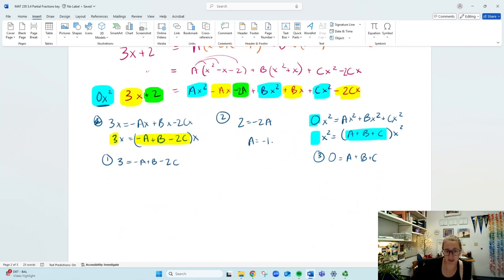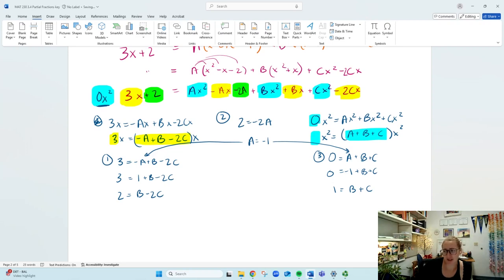So I'm going to solve for those b and c values by plugging in a over here and plugging in a over here. I'll have 3 is equal to negative times negative is +1 plus b minus 2c. And if I solve that out by subtracting 1, I will get this type of an equation. Now I'm going to jump over to equation 3. I'm going to plug in -1. So -1 plus b plus c is equal to 0. And if I move that 1 over, I'll just have b plus c is equal to 0.